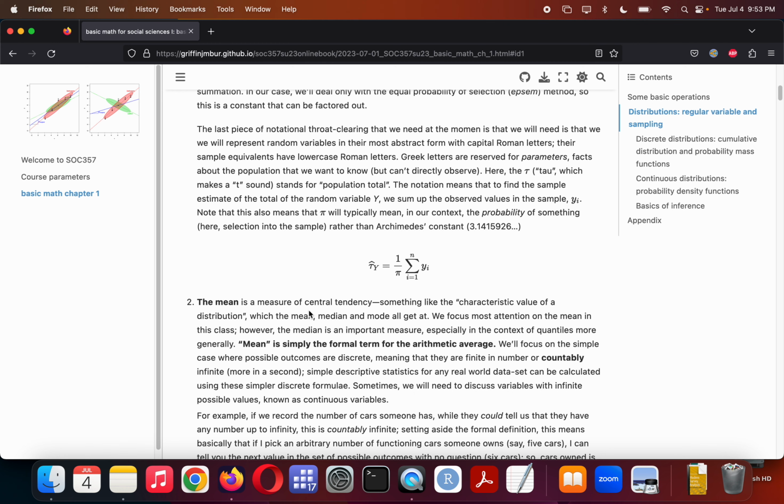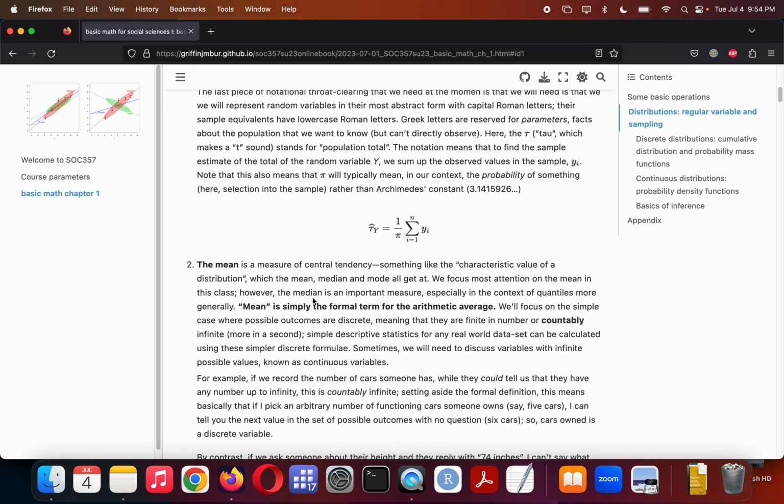So we focus attention on the mean in this class, but that said, there are some other measures of central tendency, such as the median, which are important. Medians are more robust to outliers vis-a-vis means, but medians are hard to do inference on, and there's a couple of reasons for that I don't want to get into here. But let's say that it's harder to make an inference about the population median than it is to make an inference about the population mean, and so that's one reason that we like the mean.